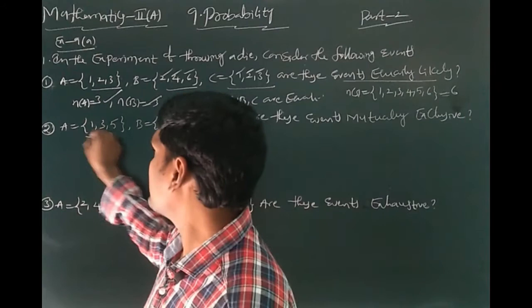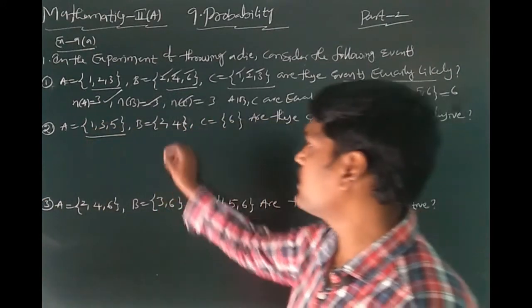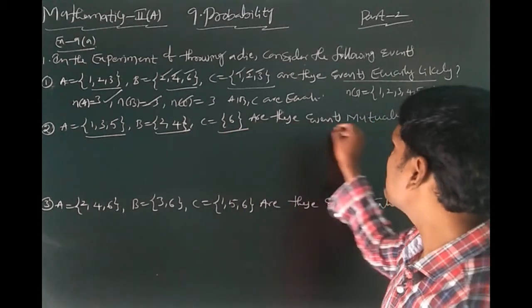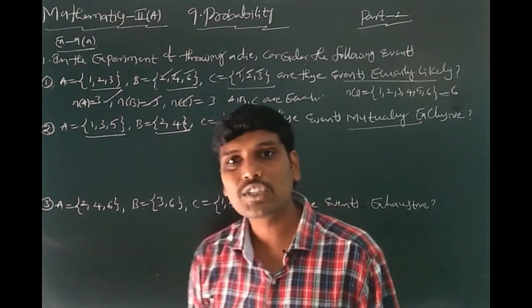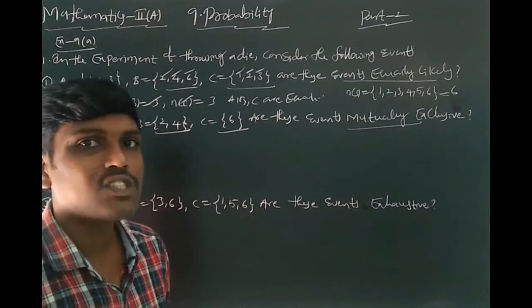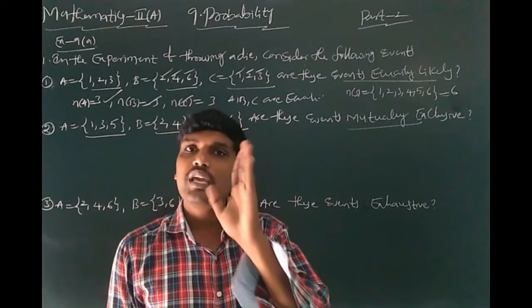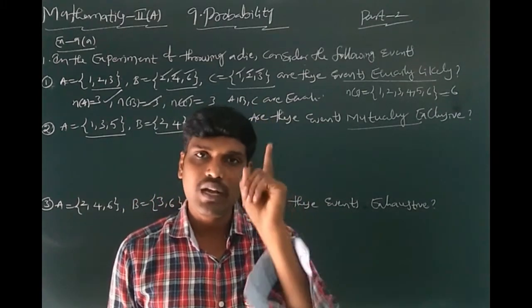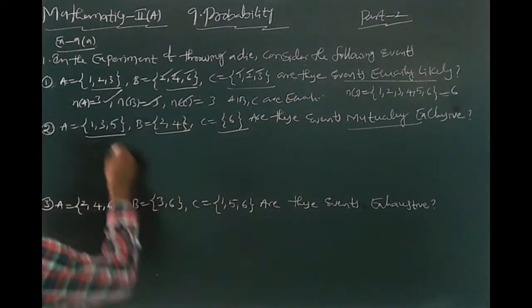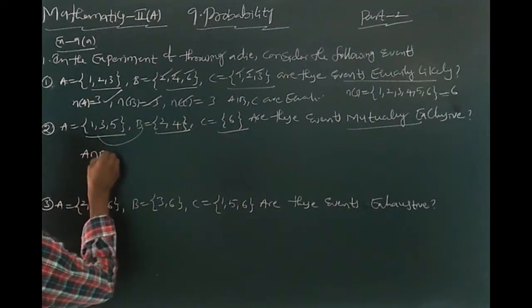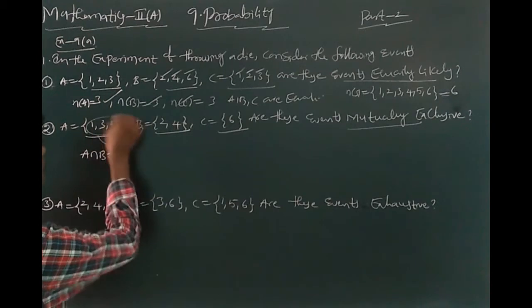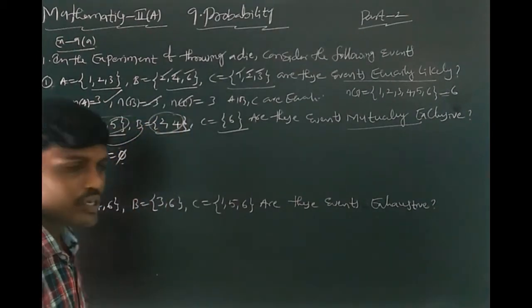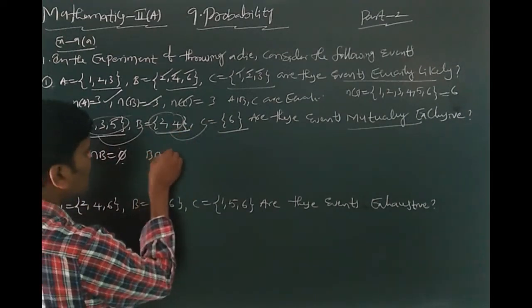What is the second one? Second one, A is equal to {1, 3, 5}. B is equal to {2, 4}. C is equal to {6}. Are these events mutually exclusive events? Mutually exclusive events are nothing but two events having no common elements. Those are called mutually exclusive events. Here first you can find A intersection B. What are the common elements of these two? No common elements. That is nothing but empty set. Understand? Similarly, the intersection of B and C.